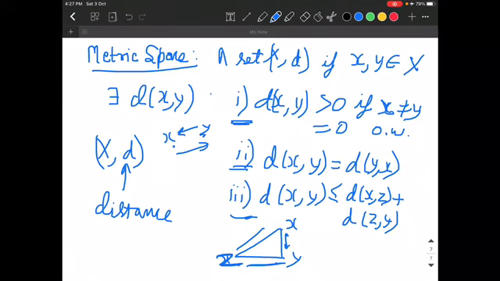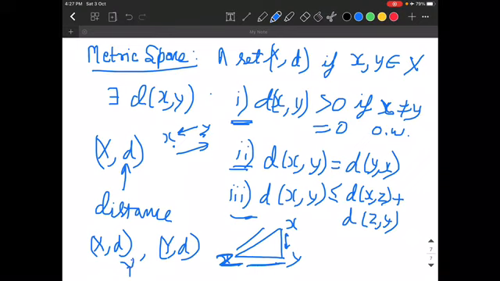For a metric space, note that if (X, d) is a metric space, then (Y, d) will also be a metric space where Y is a subset of X. So (Y, d) will also be a metric space because this distance function d will be defined over Y also, because Y is contained in X and d is defined over entire X.